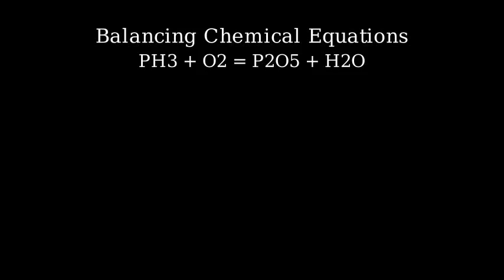Let's start with the unbalanced equation. PH3 plus O2 equals P2O5 plus H2O. First, let's write down our initial unbalanced chemical equation.